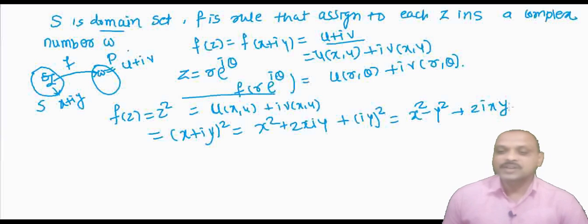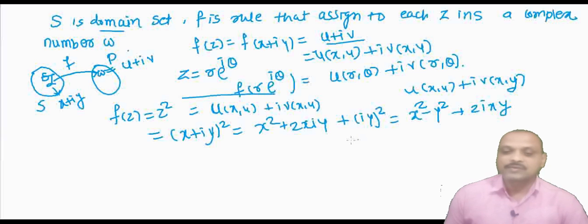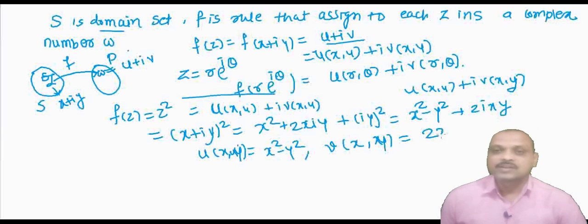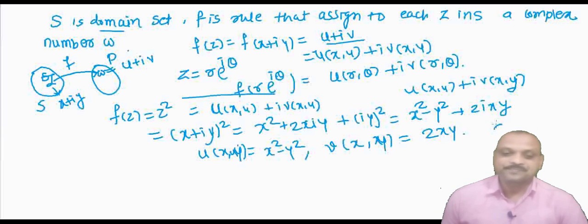Now let us compare this with u of x comma y plus i into v of x comma y. Then you can see that we get here u of x comma y equal to x square minus y square, and v of x comma y equal to 2xy. So this is the function.